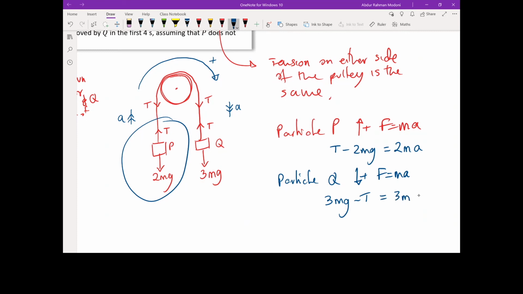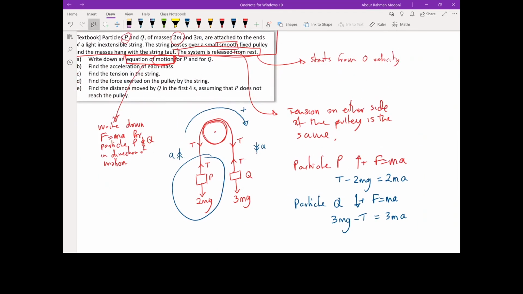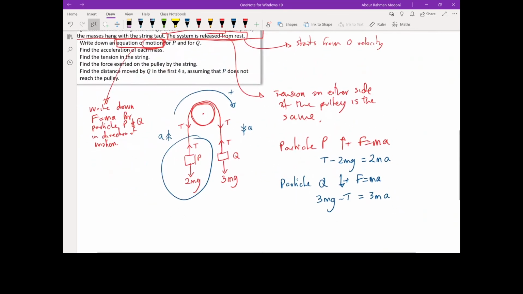3m times A. It's the same A, so I've called it the same thing. That's part A of the question. Write down an equation of motion for particle P and for particle Q. Part B goes on to say find the acceleration of each mass. Well, it's the same, isn't it?